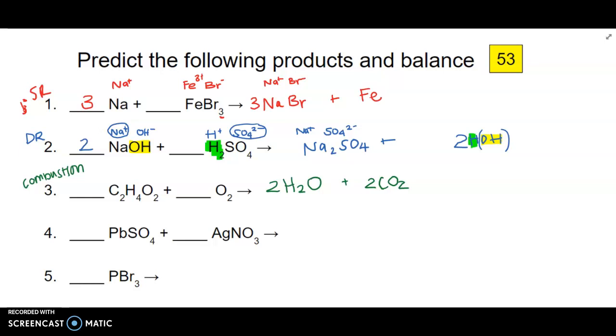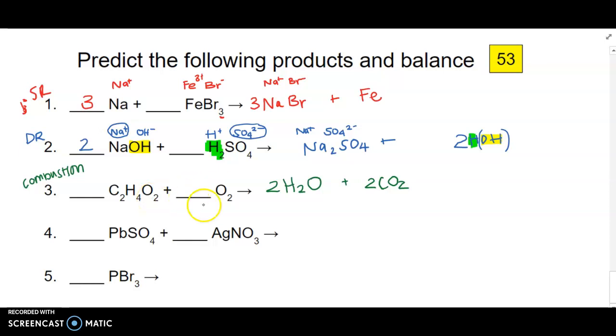We were counting and we have 2 carbons on the left, 2 on the right, 4 hydrogens on the left, 4 on the right. When I look at oxygens, I have 2 on the left plus 2 more gives me 4. On the right-hand side here, I have 2 plus 2 times 2 is 4, so 6 total on the right-hand side. So in order to get my oxygens to balance, I'm not going to mess with my C2H4O2 compound because that would change my C's and my H's.